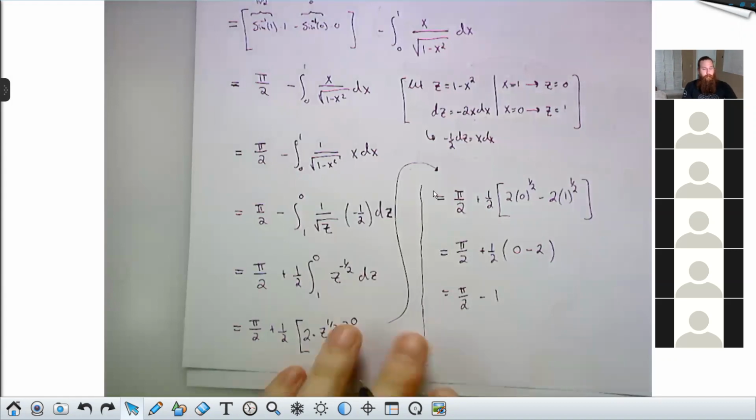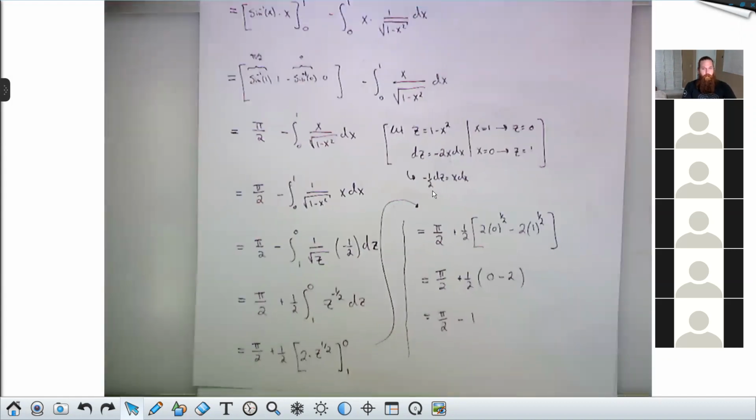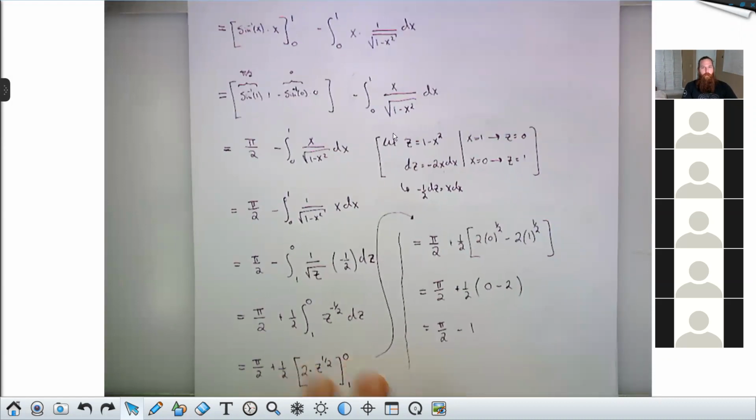So here we did some IBP, and then the integral that popped out required a substitution. We did the substitution slowly, right? All three of these steps really could be combined into one. We could go straight to here. But I'm trying to help everybody see exactly where everything is coming from.